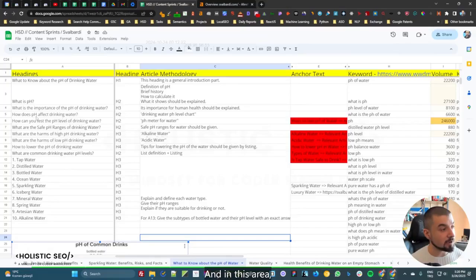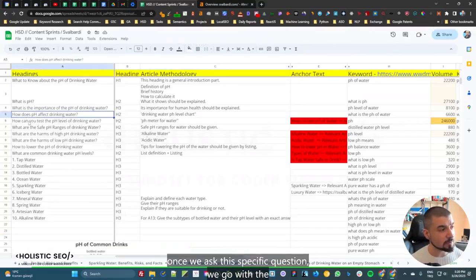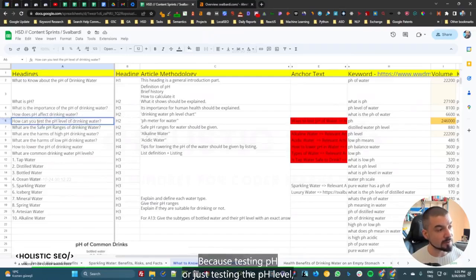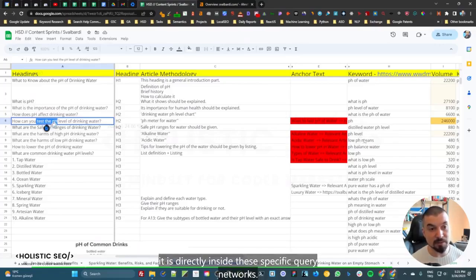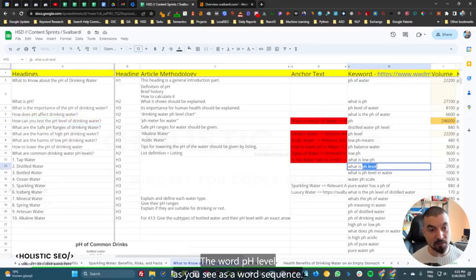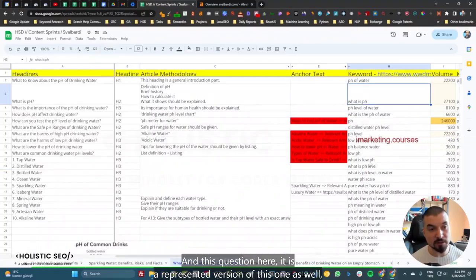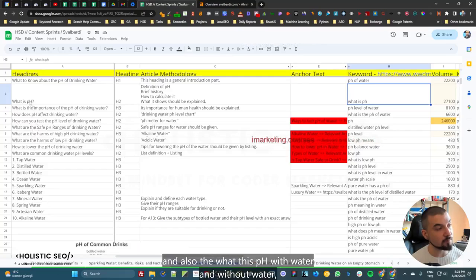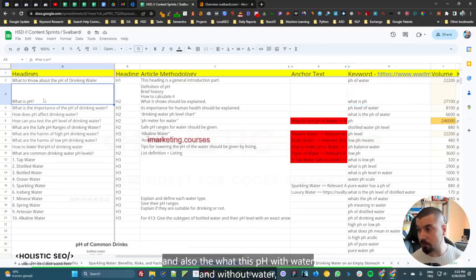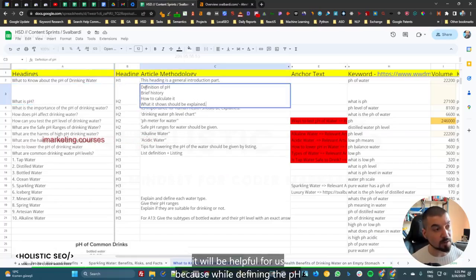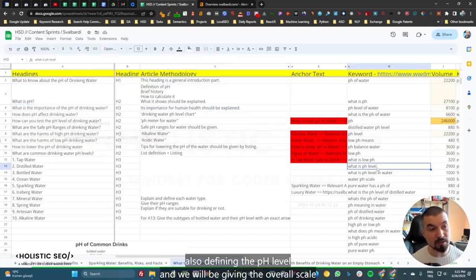And in this area, once we ask this specific question, we go with how can you test the pH level of drinking water? Because testing pH or just testing the pH level is directly inside these specific query networks. The word sequence pH level, as you see, has been used a lot. And this question here is a represented version of this one as well. Which means if you are able to ask the level and also what is pH with water and without water, it will be helpful for us, because while defining the pH, we will also be defining the pH level and giving the overall scale as well.